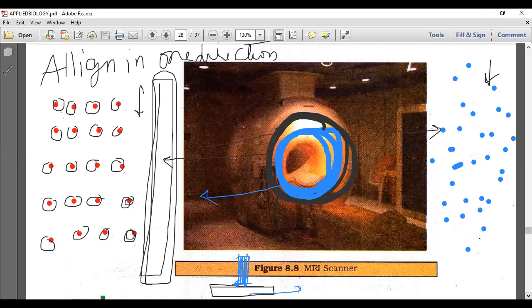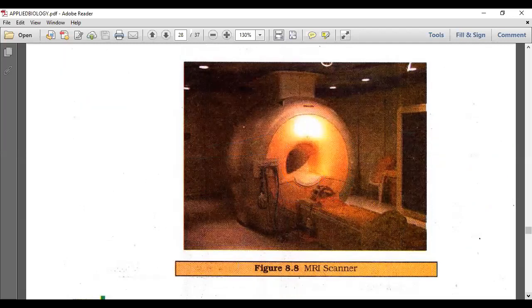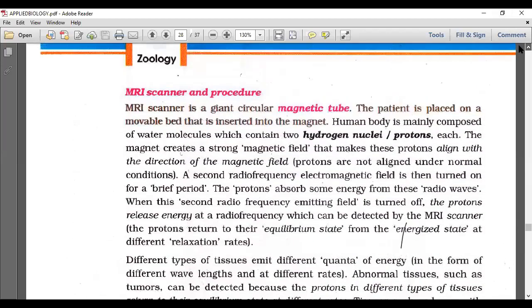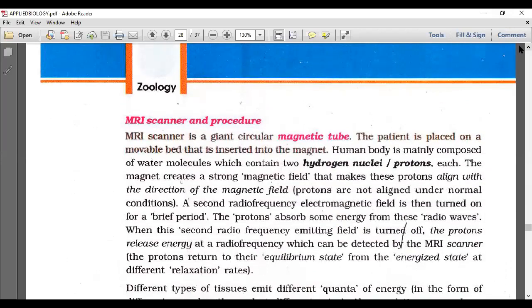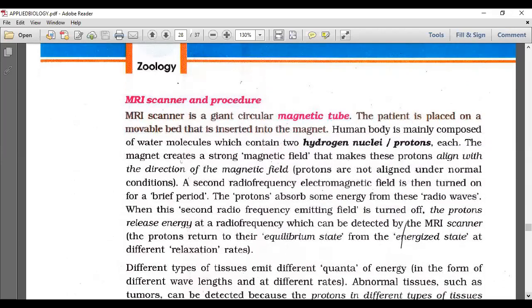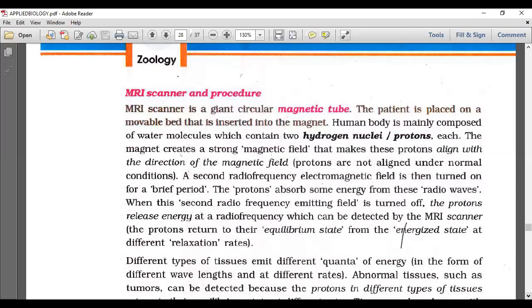Let's try to understand these lines in the textbook, and then we'll get back here, as this is the mechanism to be remembered. So let me go for the mechanism. The MRI scanner and procedure: the MRI scanner is a giant circular magnetic tube. The patient is placed on a movable bed that is inserted into the magnet. I showed you that particular bed.